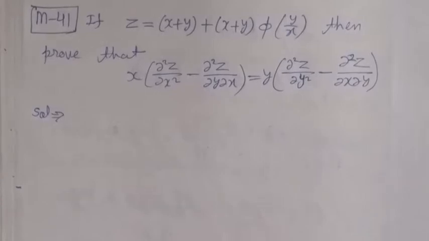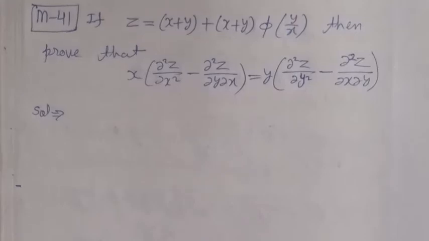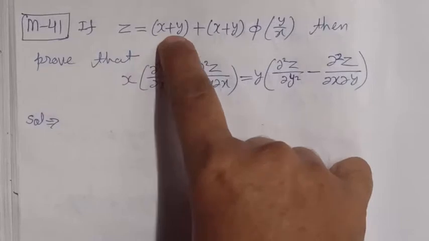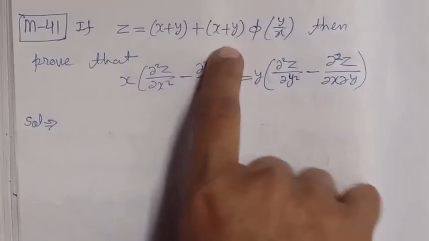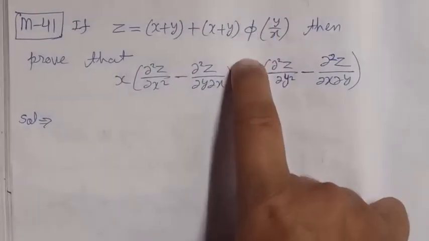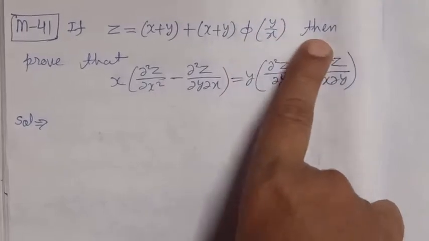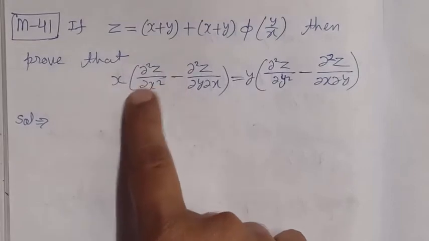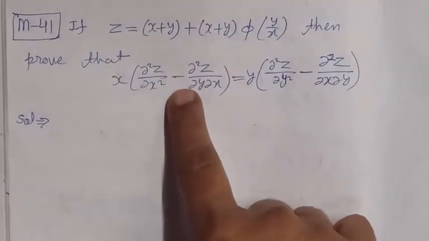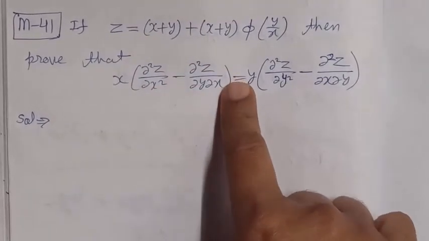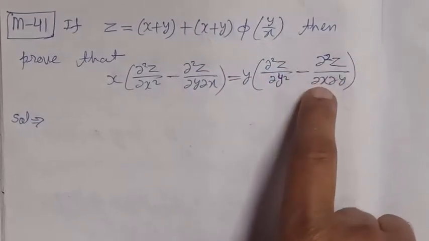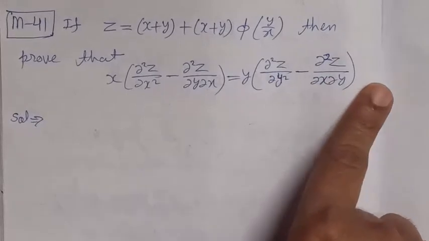This problem is related to partial differentiation of differential calculus. If z is equal to x plus y multiplied by phi, which is a function of y upon x, then prove that x del 2z over del x square minus del 2z over del y del x is equal to y del 2z over del y square minus del 2z over del x del y.